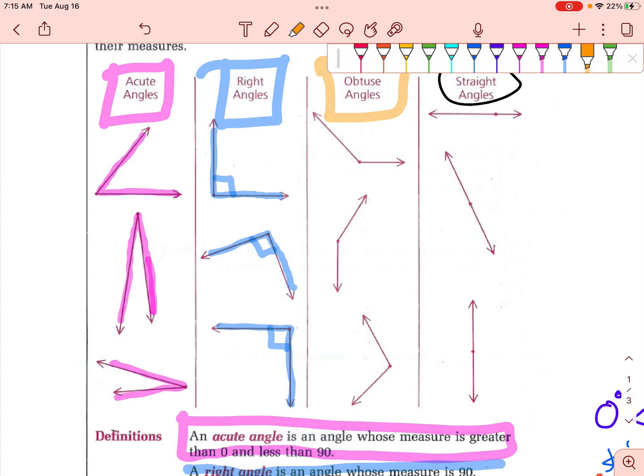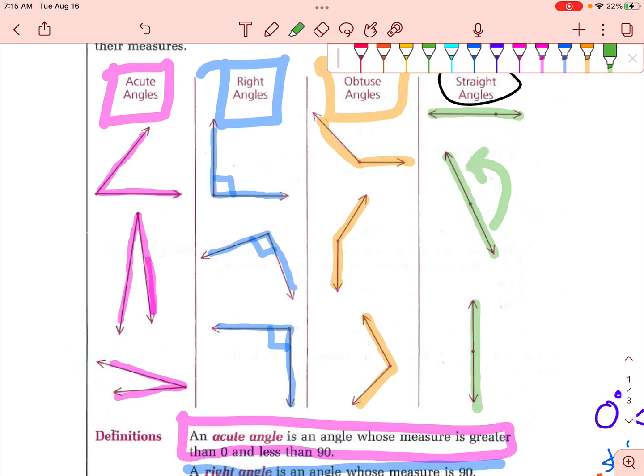Obtuse angles are angles whose measure is in between 90 and 180 degrees. So it could be 91 degrees, could be 179 degrees. And our last ones, straight angles, are literally that. Those are angles whose measure is 180 degrees, okay?